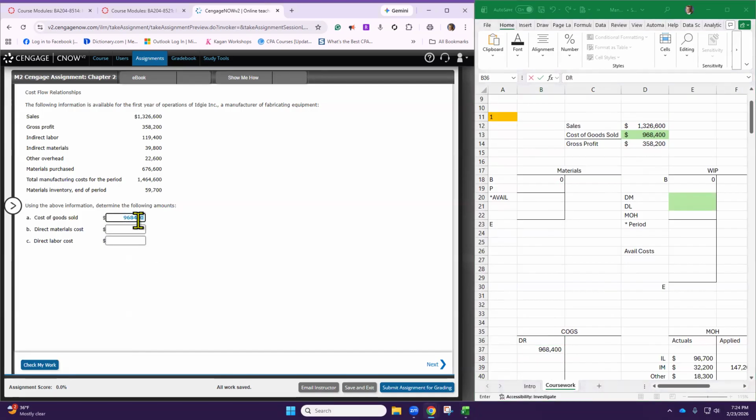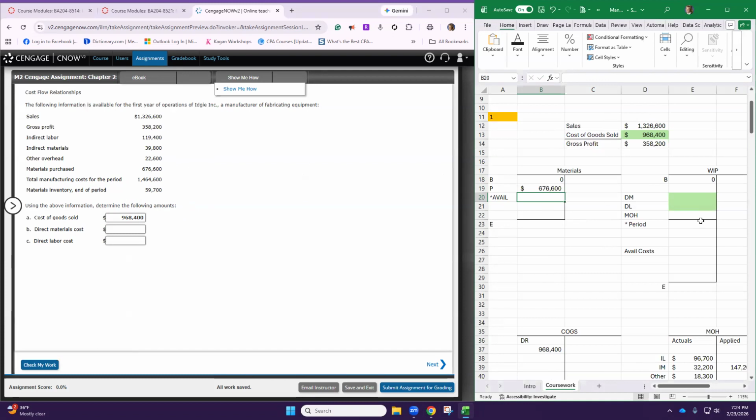So you're going to have different numbers than I do, so be careful. Then we have indirect labor, indirect materials, other overhead. Okay, we have purchases, we have total manufacturing costs for the period, and materials inventory end of period. Okay, so let's go ahead and put purchases here. Okay, purchases is coming in 676,600. Okay, we got that, so that's gone.